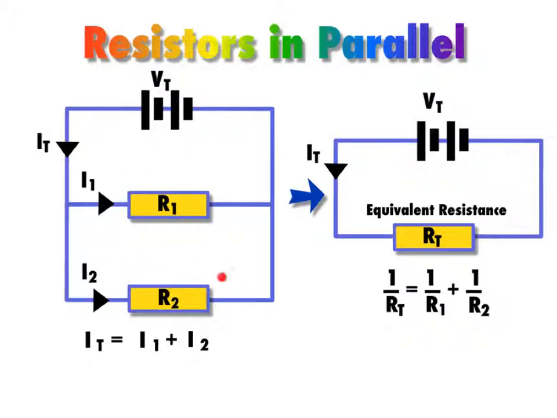Obviously if these resistors are the same size, then current will split in these branches evenly. So if you had like 2 amps coming down this main branch, even resistances would give us 1 amp here and 1 amp there. So we have this slightly more complicated equation for finding the total resistance of a parallel circuit, and it's that 1 over R total is the same as 1 over R1 plus 1 over R2.